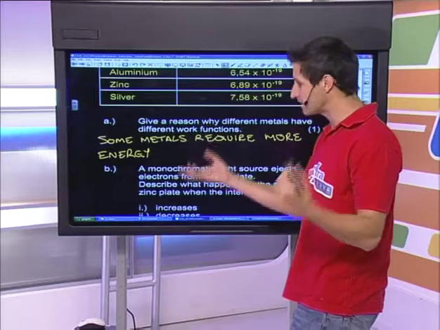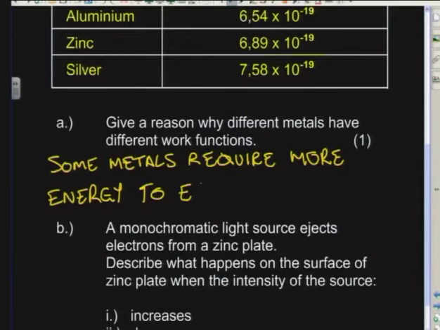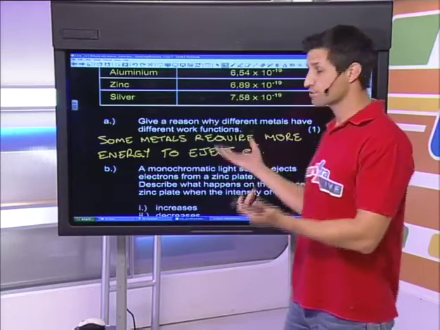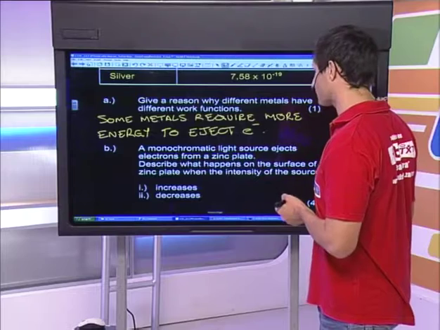Electrons need energy to leave an atom. And this is the amount of work which I need to do to pull them off. So eject electrons. That's what they're looking for, guys. They're looking for the amount of energy which it requires to eject an electron. Now, here's the interesting part.